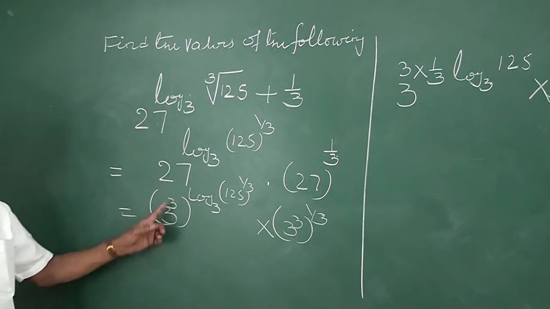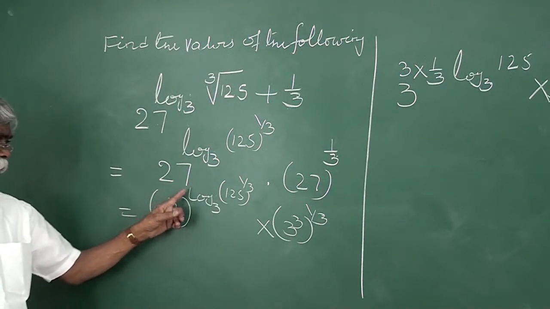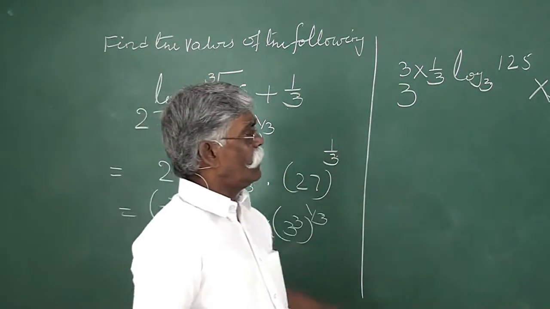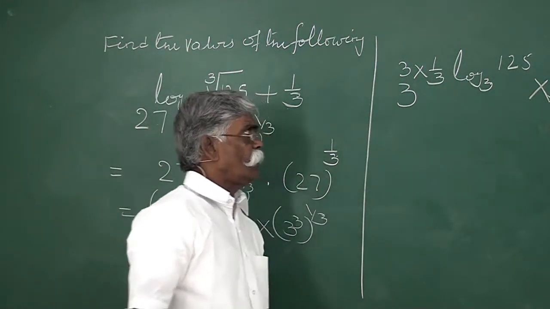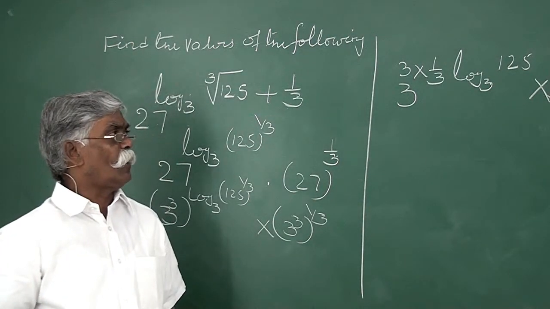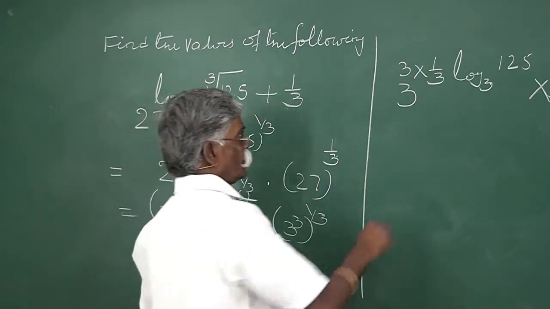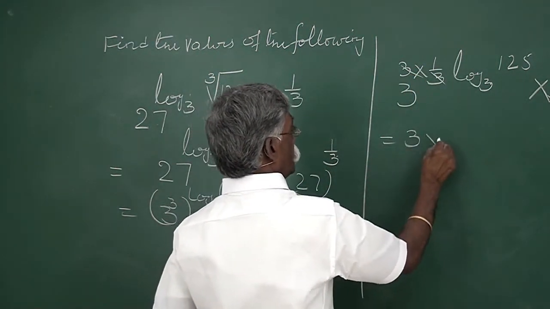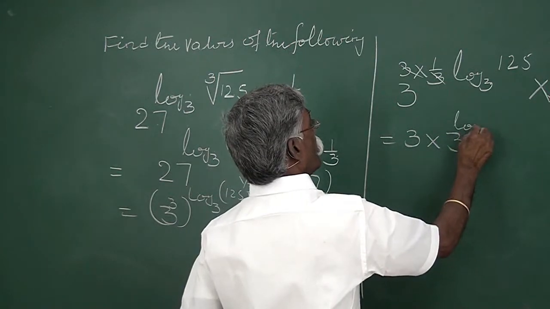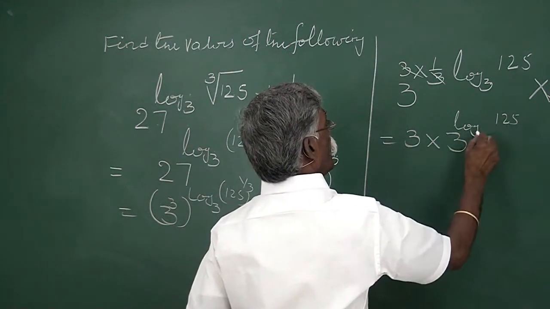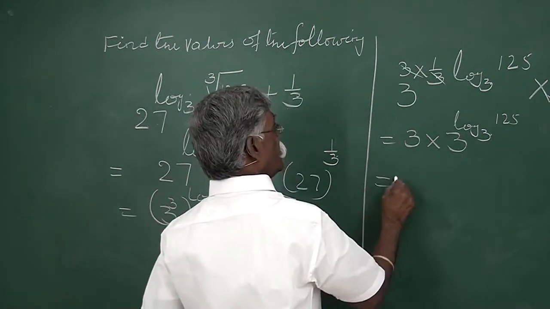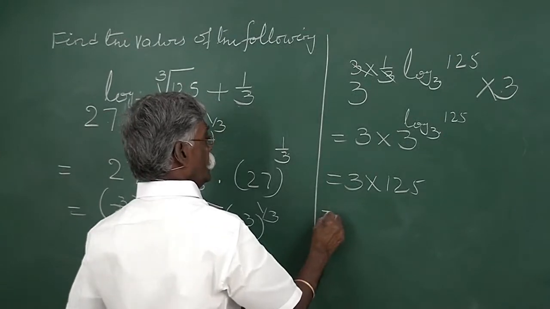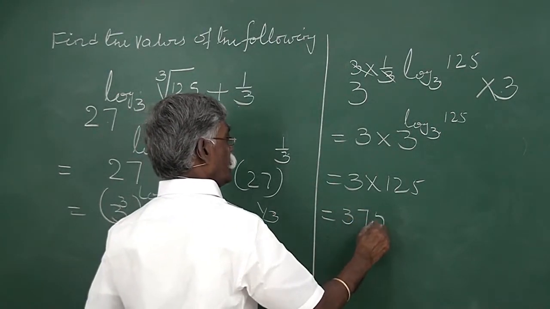So here this is 3 comes here and 1 by 3 from here. Therefore this is 3 power 3 into 1 by 3 into log of 125 to the base 3. So 3 and 3 get cancelled. Therefore this becomes 3 into 3 power log of 125 to the base 3. So this is 3 and the next one is 125. Thereby the value is 375.